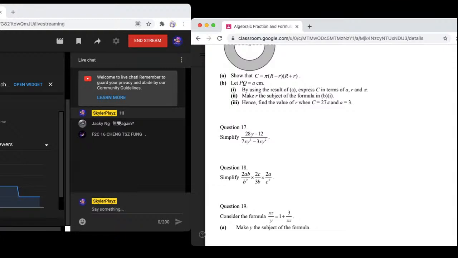37, an easy question. 12xy over 7y minus 3 ... Factorization, 4 (7y minus 3), and then xy squared also with 7y minus 3, cancel 7y minus 3, and then 4 divided by xy squared. That's all. 38.